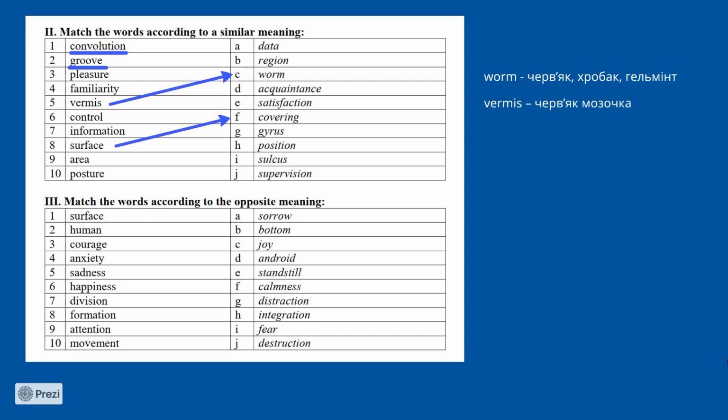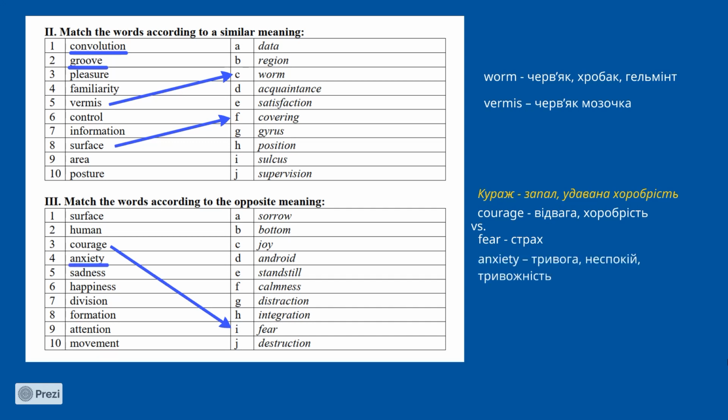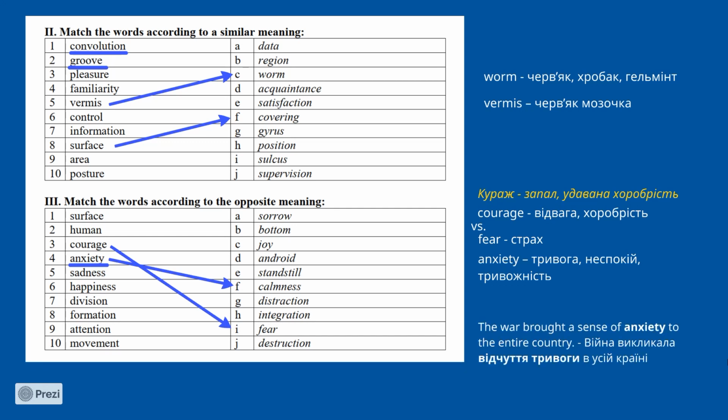Speaking about the opposites, courage means відвага, хоробрість, and fear, страх. By the way, Ukrainians borrowed this word from French. Have you heard the word courage, meaning запал, удавана хоробрість? Pay attention to the pronunciation of anxiety, тривога, неспокій, тривожність. For instance, the war brought a sense of anxiety to the entire country. Війна викликала відчуття тривоги в усій країні.